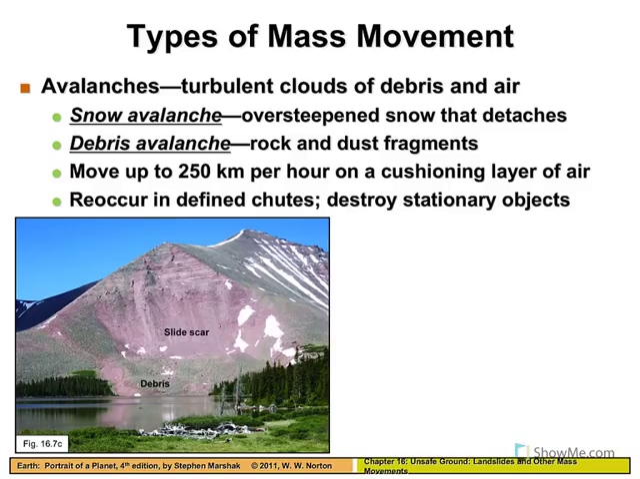So avalanches can come in two types. We can get a snow avalanche or a debris avalanche. A snow avalanche is what we just talked about. A debris avalanche is essentially the same thing, but with rocks and dust instead of snow. And they can also move fairly quick, just like that dry snow avalanche, about 250 kilometers an hour or so.